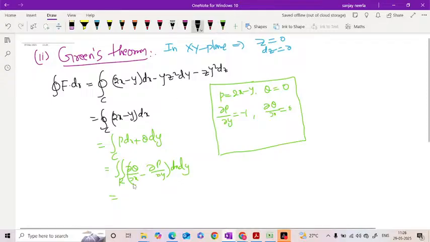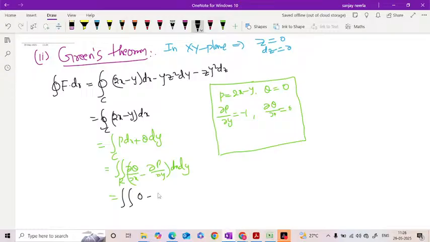Now substitute all the values. The double integral of dou q by dou x, which is 0, and dou p by dou y. What is the result here? It is minus of minus 1, plus 1, into dx dy on the region R. What about the region here? 1 into dx into dy.